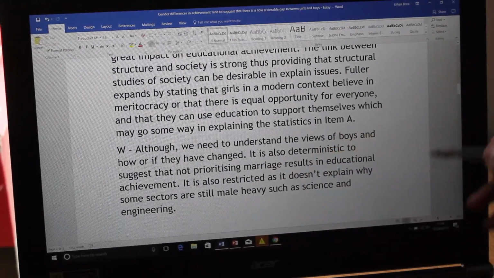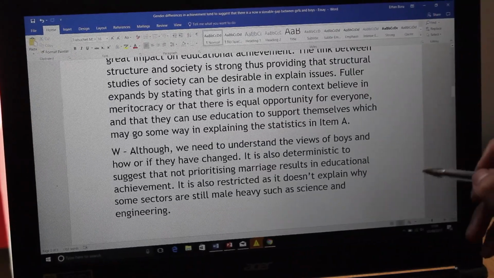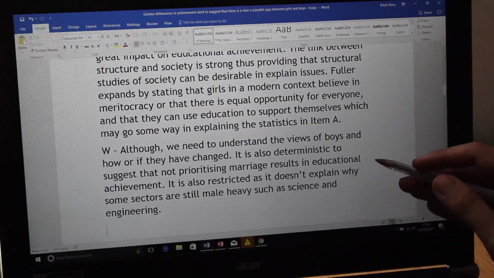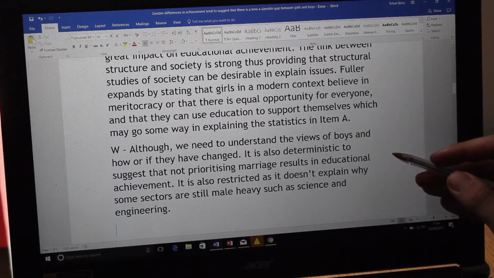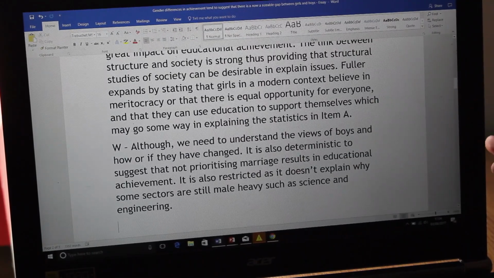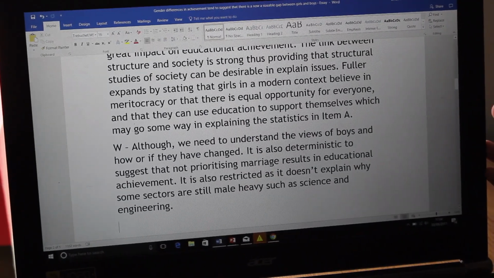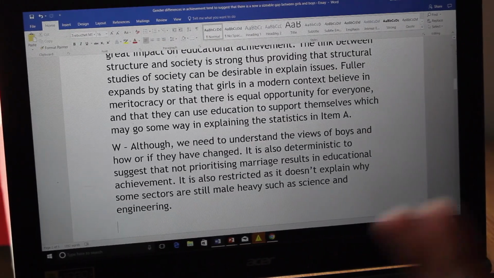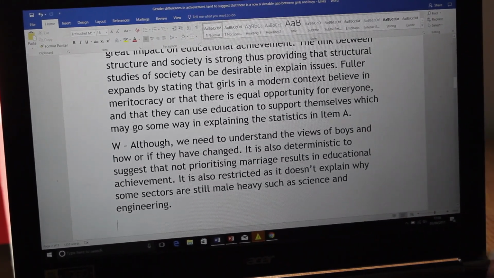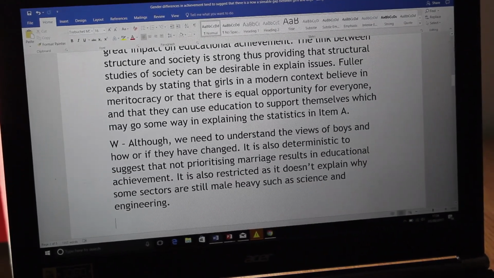It is also deterministic to suggest that not prioritising marriage results in educational achievement. So Sharp was saying girls don't look for marriage first, they look for the education, so that's why they're doing so well. But again, is that always the case? Is the fact that women are not looking for marriage first of all going to result in them achieving the grades that they do achieve? Is that always the case?